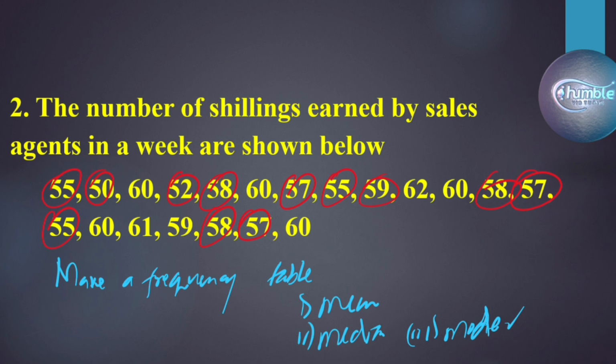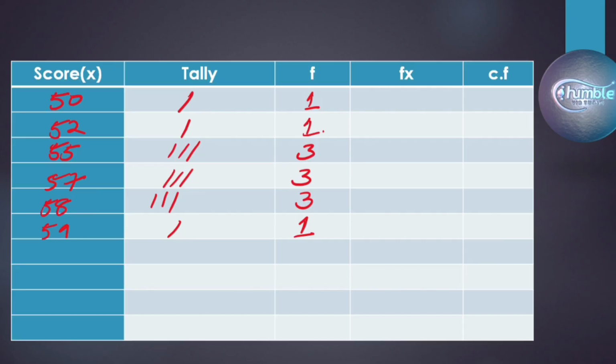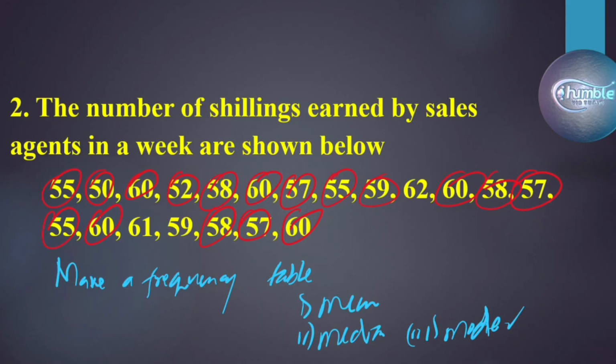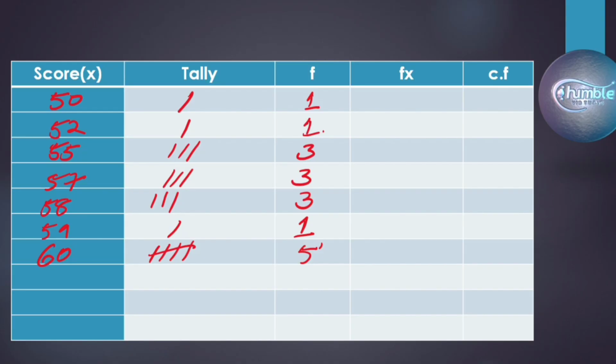And then the next score is 60. 60 appears 1, 2, 3, 4, 5. It appears 5 times, so here is 5. Let's say 59 was appearing twice. There was one here which we did not capture. Correct, so it is appearing twice. So let us correct this one. It should be 2 and not 1.